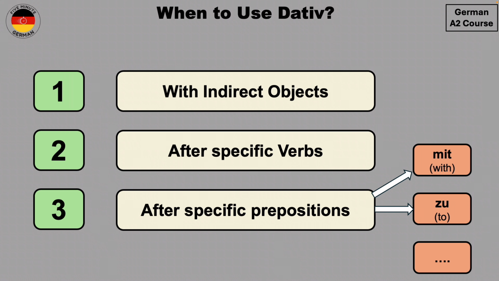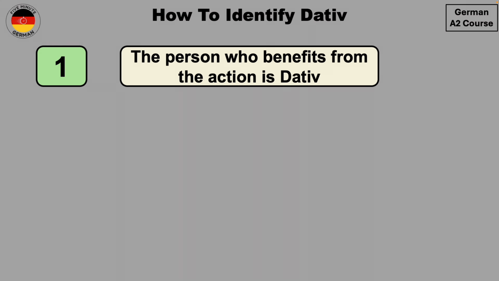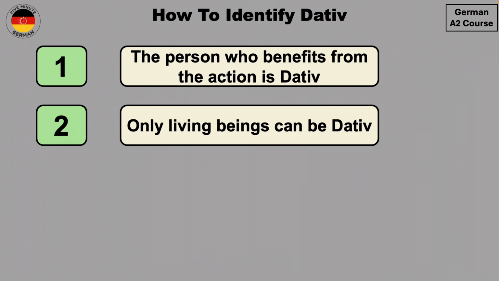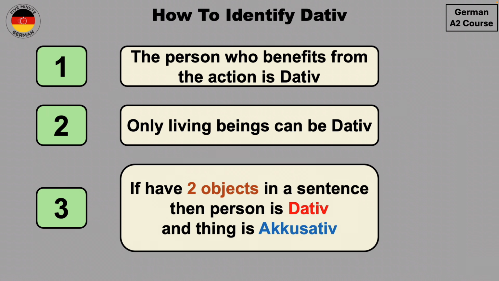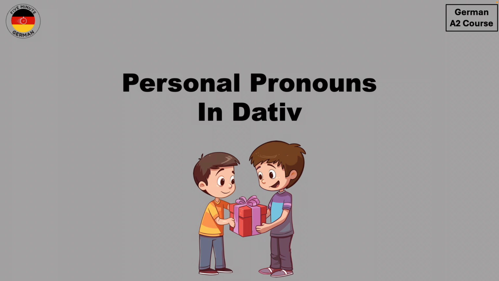Now I am going to give you some tips on how you can identify the dative in a sentence. So the first is what we already saw, that the person who benefits from the action is dative. The second tip is that only living beings can be dative. And the third tip is that if you have two objects in a sentence, then the person or the living being will be dative and the thing will be accusative. Now let's take a look at the personal pronouns in dative.